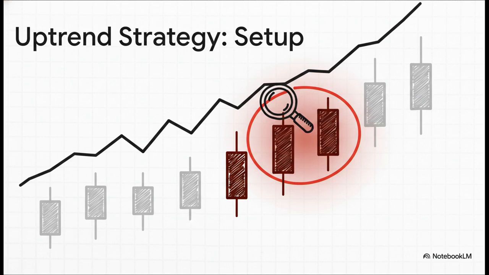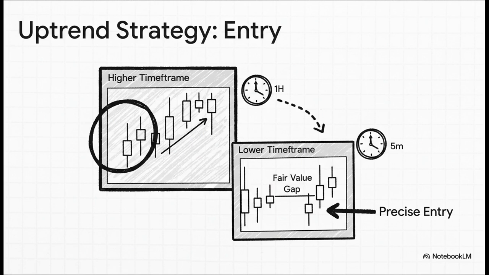We're patiently waiting for one of those red candles to show a failed attempt to push lower. When we see that sweep, that's our signal to get ready to buy. Now, if you want to get really precise with your entry, I'm talking sniper level precision, we add one final step.